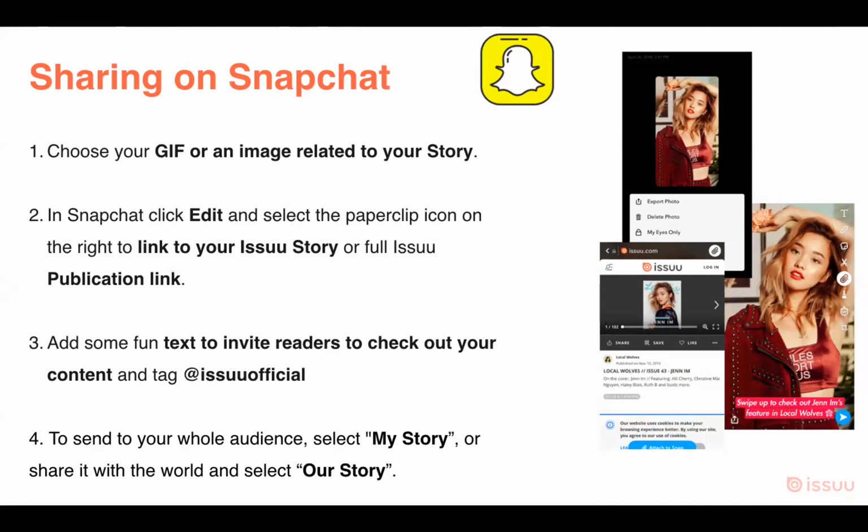So for sharing on Snapchat, a GIF would be a great way to do that, or any kind of images related to that publication. In Snapchat, all you have to do is click edit and select the paperclip icon on the right to link to your Issuu story or your full screen publication link. All you have to do then is add some text, invite people to follow along, and tag Issuu Official. To send to your whole audience, you can do that with My Story. But if you also want to share it with the world, you can click Our Story.